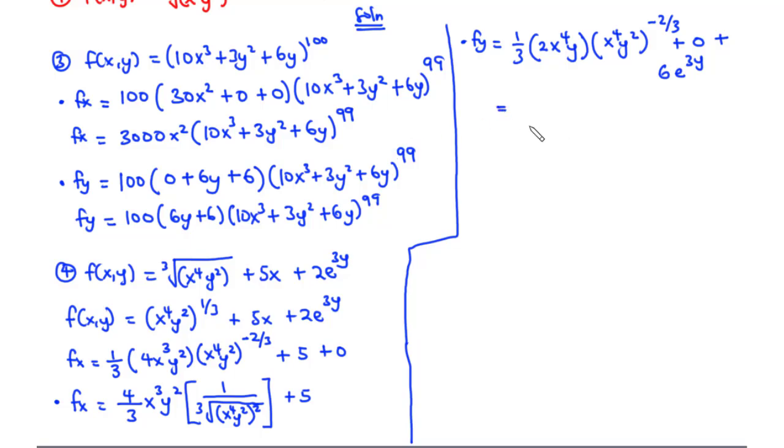So we can simplify this as we have 2 over 3 times x to the power 4 times y, and then 1 over the cubed root of x to the power 4 y to the power 2 all squared, and then plus 6e to the power 3y. So this is fy. Now let's move on as we solve example 5 and 6.